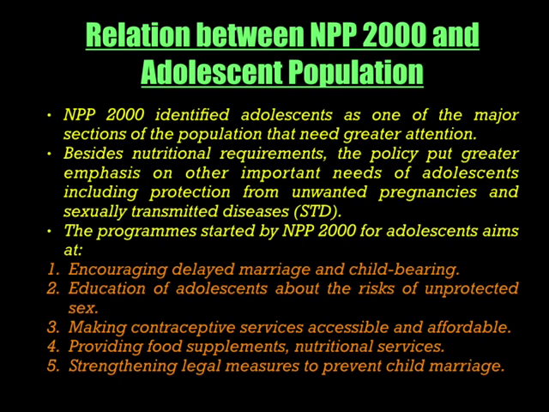The program started by NPP 2000 for adolescents aims at encouraging delayed marriage and childbearing, educating adolescents about the risk of unprotected sex, and these topics are also included in the science syllabus, making contraceptive services accessible and affordable to all, providing food supplements and nutritional services, and strengthening the legal measures to prevent child marriage. For example, we have the Prevention of Child Marriage Act.